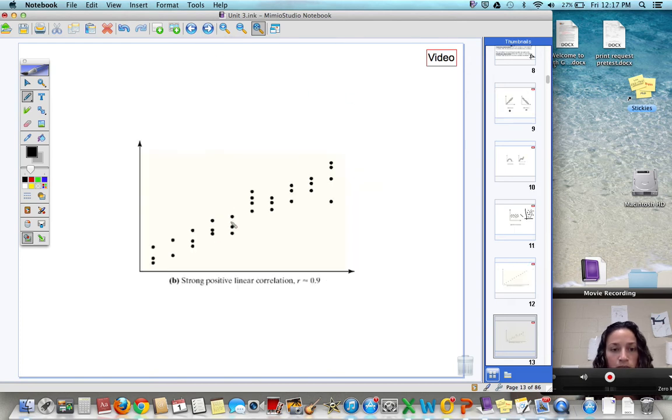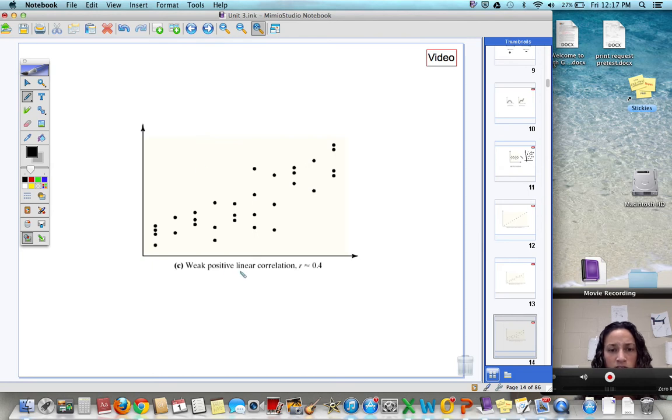So if we look here, it's a strong positive correlation. It's still going up in a straight line. It's not perfect, so we're going to say it's about 0.9. That's very close to 1. So here's my 1, a straight line. This is still positive, it's going up. It's linear, so we're just going to say we're really close to 1 because it's positive.